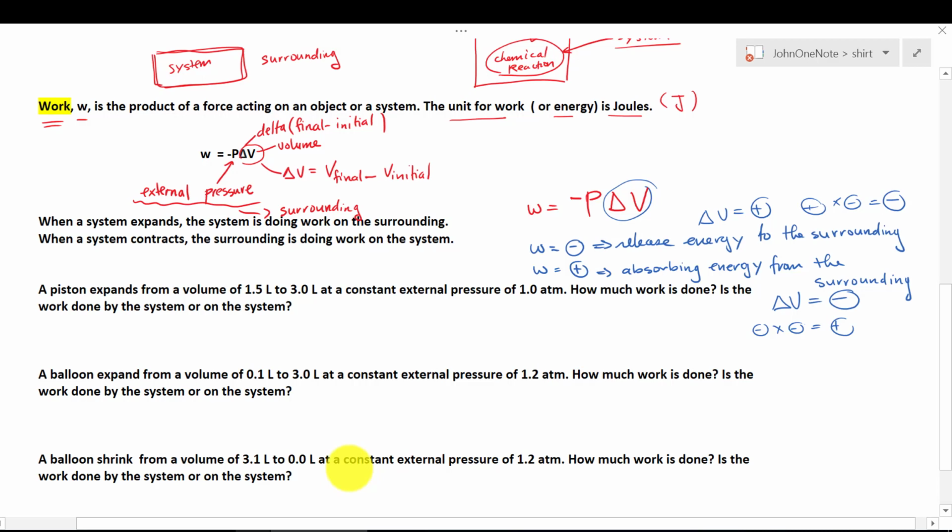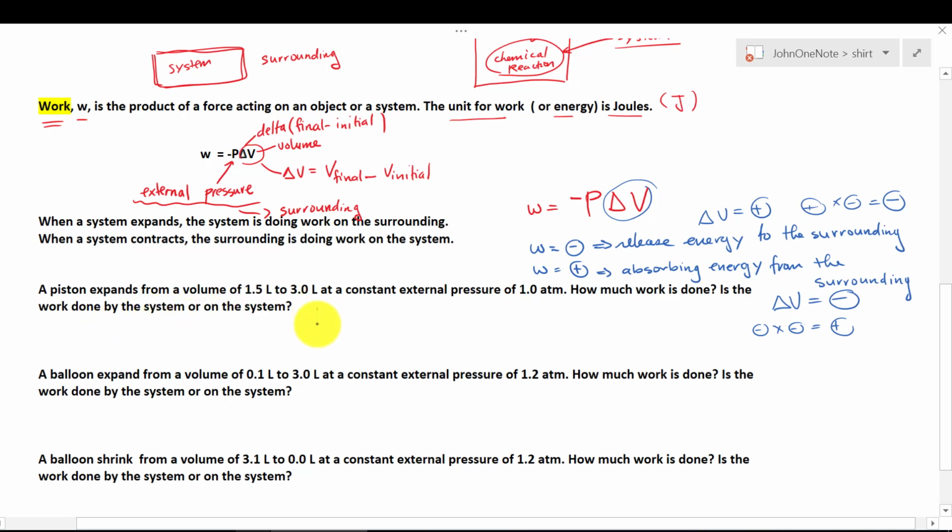Now let's look at the easiest part of all. It's basically plugging into the equation of work and solving for work in units of joules. A piston expands from a volume of 1.5 liters to 3.0 liters at a constant external pressure of 1 atm. How much work is done? Is the work done by the system or on the system?